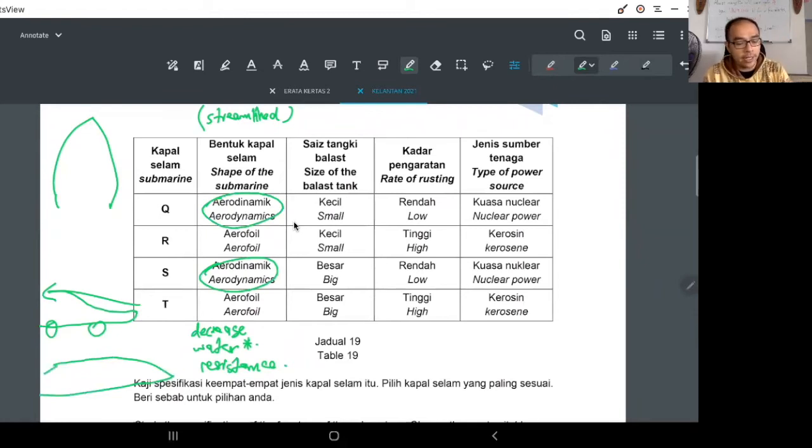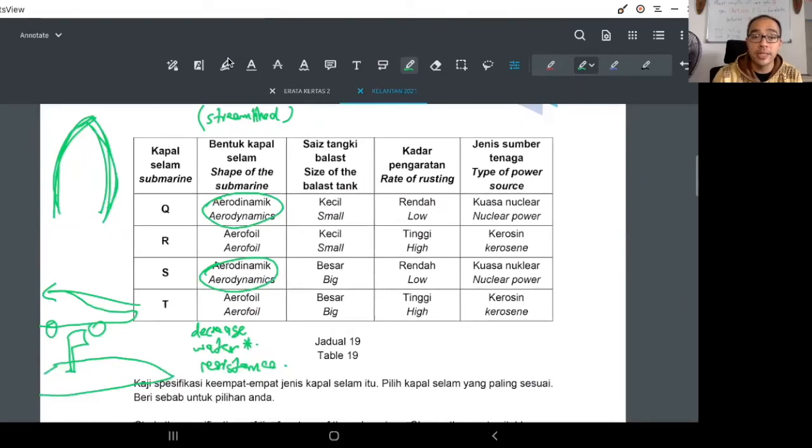But this is a side view. So this is the submarine. But this one is the top view for a boat or anything that is on the sea, which is streamlined.